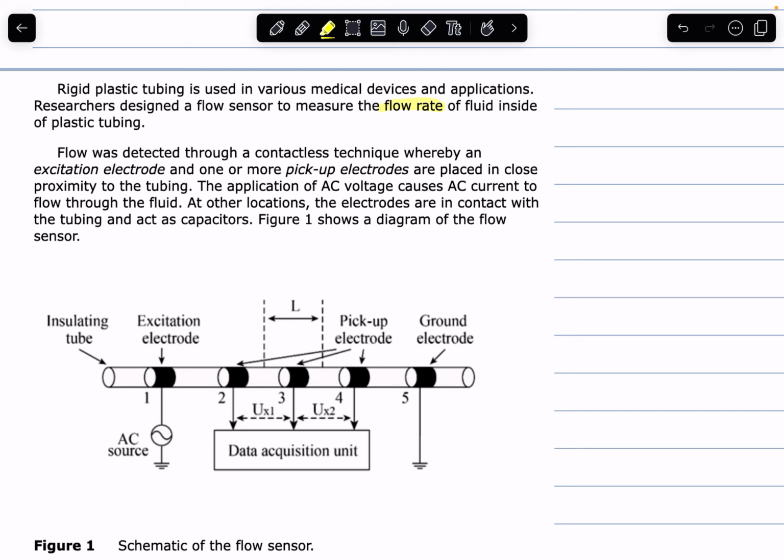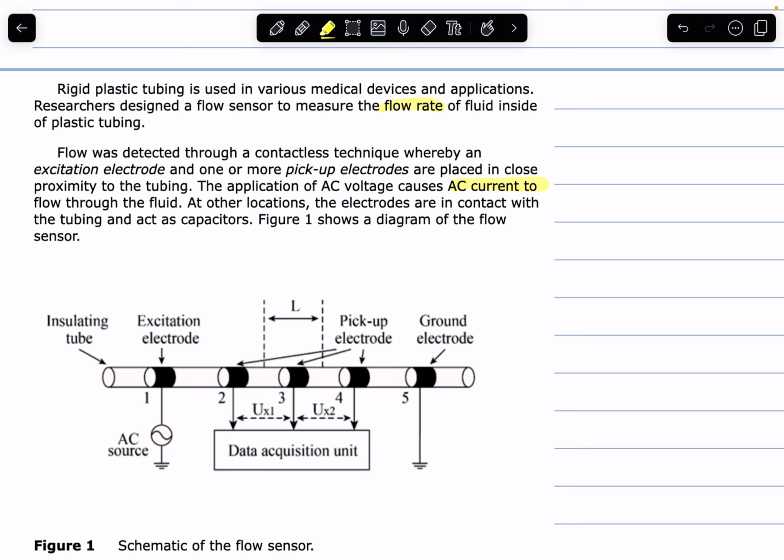Flow was detected through a contactless technique whereby an excitation electrode and one or more pickup electrodes are placed in close proximity to the tubing. The application of AC voltage causes AC current to flow through the fluid. At other locations, the electrodes are in contact with the tubing and act as capacitors. Figure 1 shows a diagram of the flow sensor.